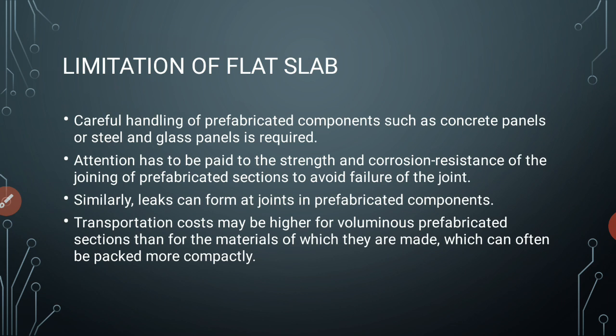And transportation cost may be higher for voluminous prefabricated sections than for materials which can often be packed more compactly. So we have to take care of these three or four things: corrosion, delicate handling, the joints should be leak proof, and transportation cost may be higher.